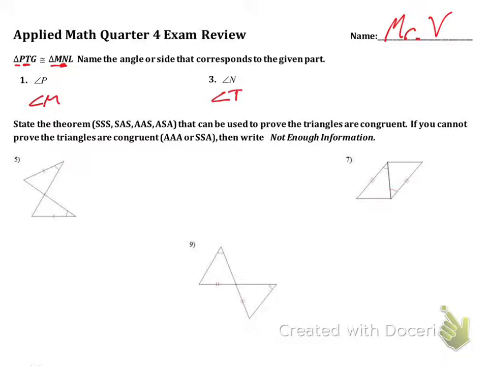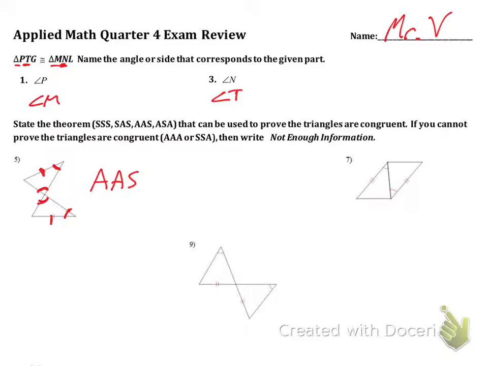For 5, state the theorem to prove the triangles are congruent. If you can't, then write not enough information. Looking at this first one, I always see vertical angles right there. So there is a side, and then an angle, and then another angle. For both of them it would be angle, angle, side, because it goes this angle, then this angle, and then the side. And again, with this one starting here, angle, angle, side.